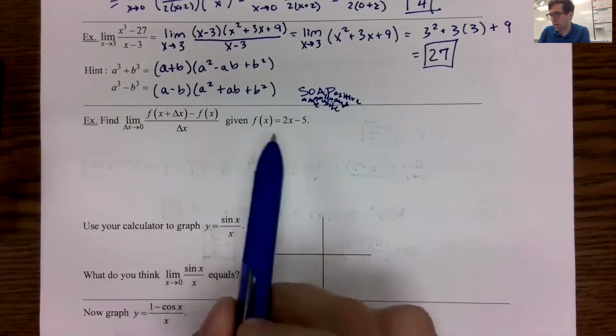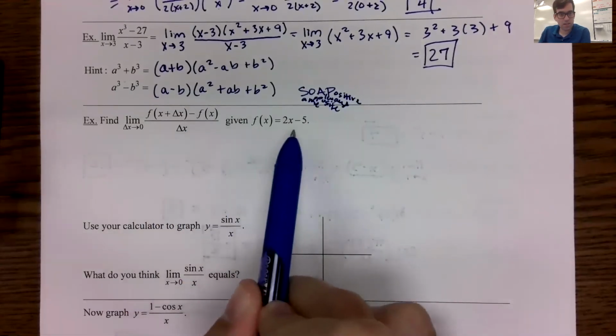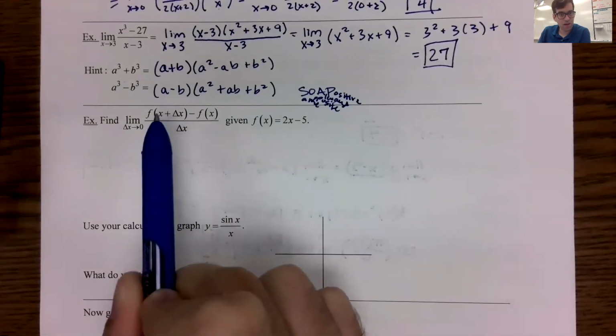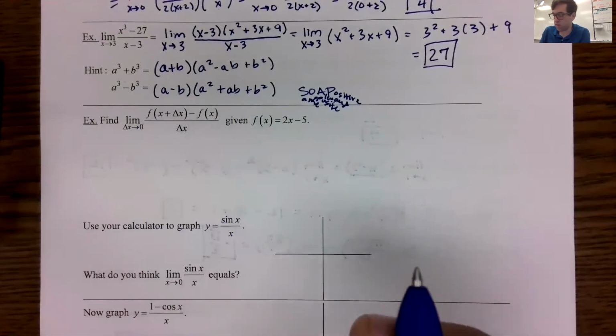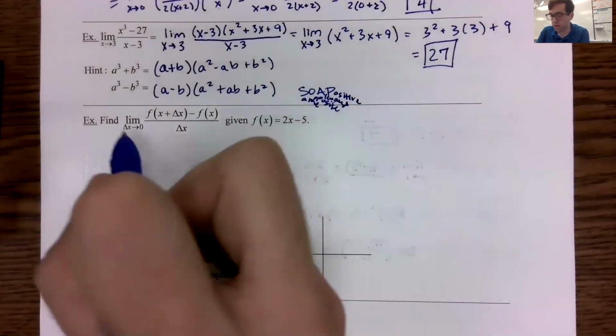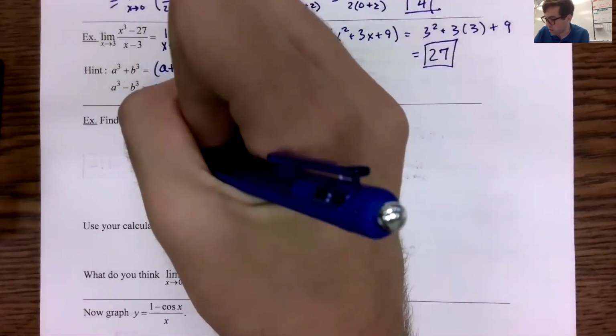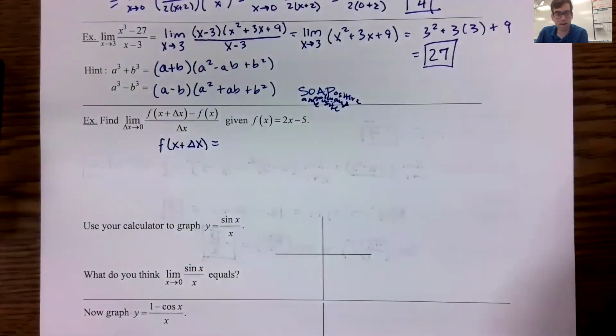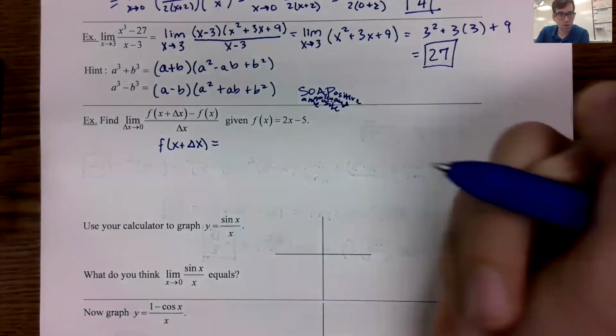So we've got to be able to plug in 2x minus 5 for both of these. So what I'm going to do here is, first, before we even get to the limit statement, just so that we don't have a confusing situation here, I'm going to write out f of x plus delta x. And we're going to figure that out first.